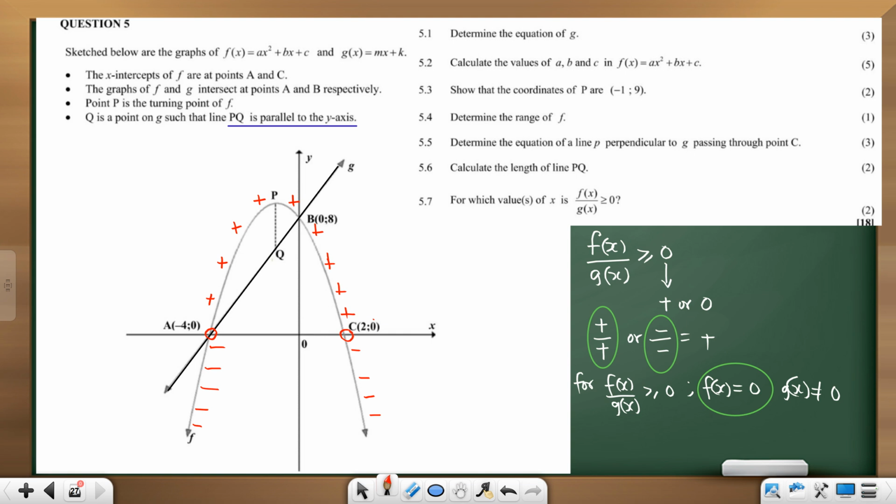F of x, g of x, k of x, everything is referring to your y values. If it is above the x-axis, y is positive. If it is below, y is negative.